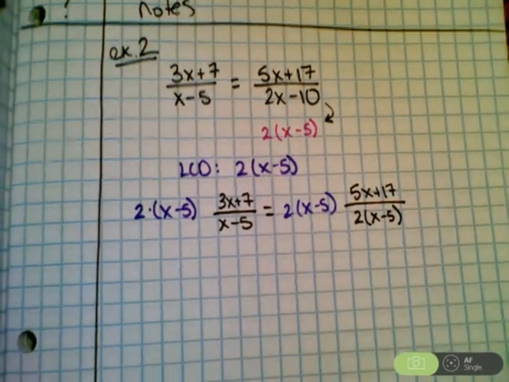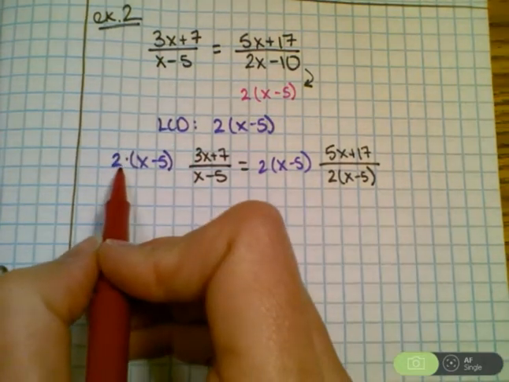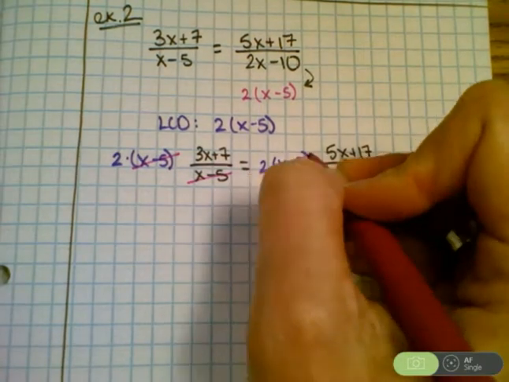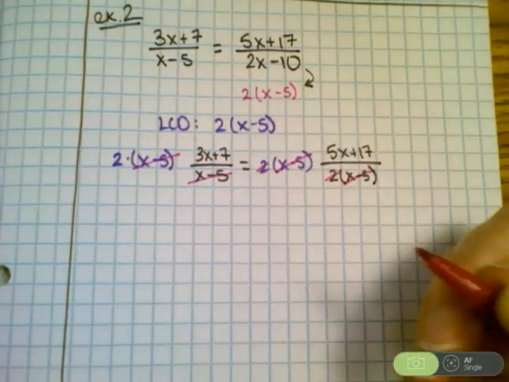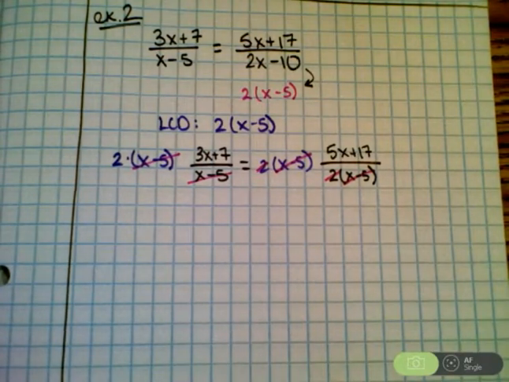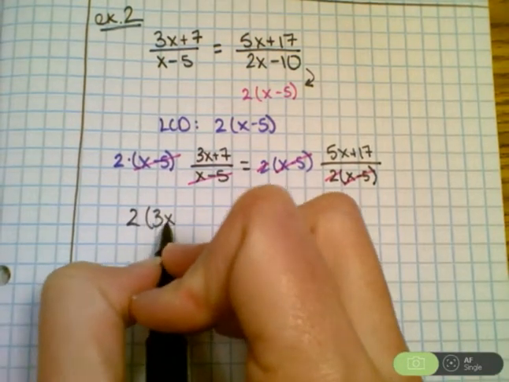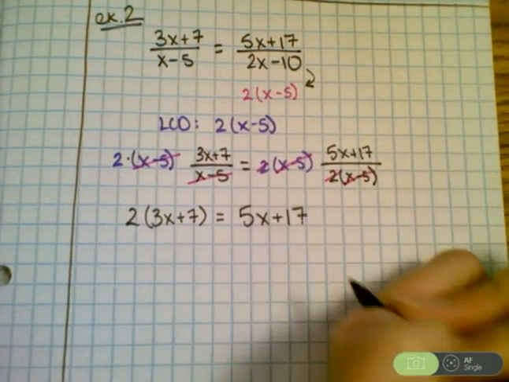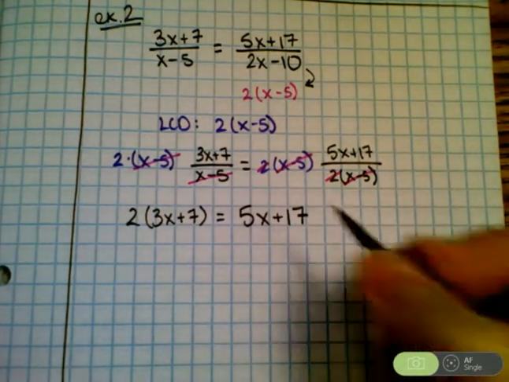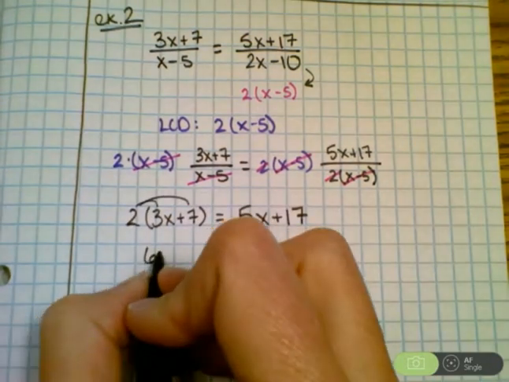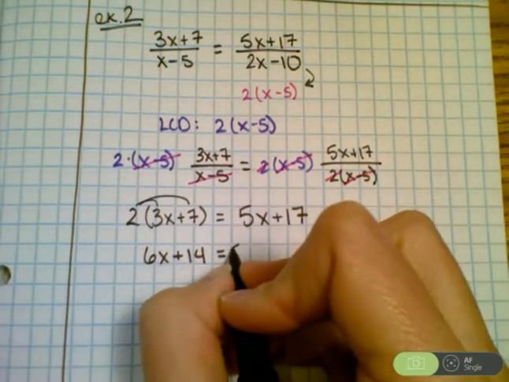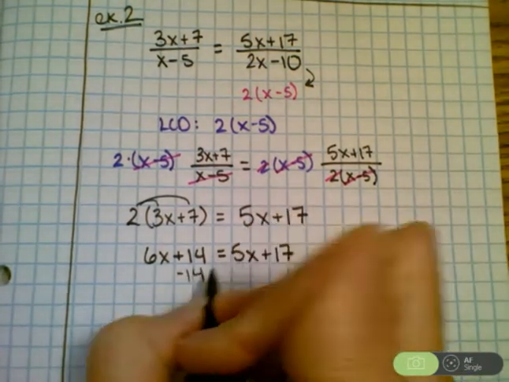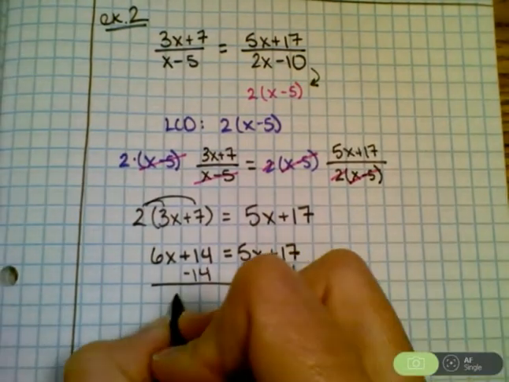Now I go through and cancel. So the x minus 5 on the bottom cancels with that x minus 5. That x minus 5 cancels with that x minus 5. And the 2's cancel on that side. So what we're left with is 2 times 3x plus 7 equals 5x plus 17. It's a linear equation. Do a little distribution over here. 6x plus 14 equals 5x plus 17. Move the numbers to one side and the x's to the other.